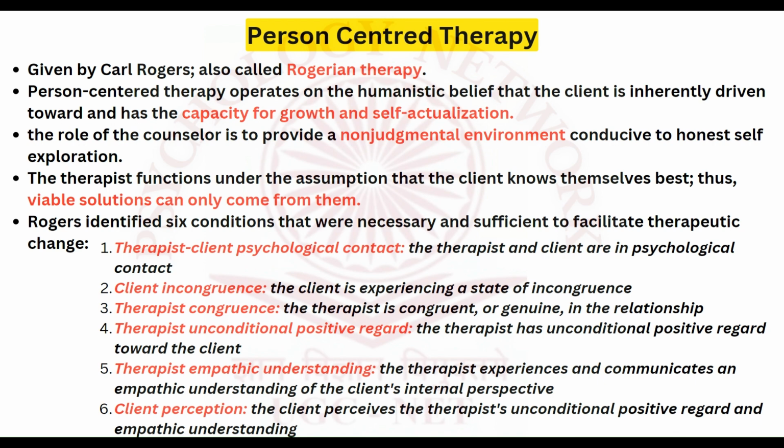First, therapist client psychological contact, which means the therapist and the client are in some sort of contact. Second, client incongruence. The client is feeling incongruence. That is why he has come for therapy. The client is not feeling himself. Third, whoever is giving therapy is congruent. That is the therapist congruence.